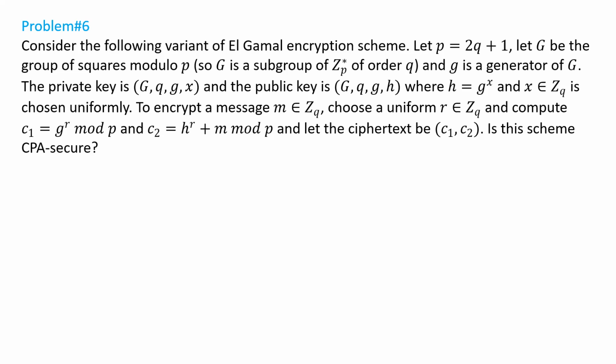Okay, so that is what the standard ElGamal encryption scheme does, but here we are doing C2 equal to H to the power R plus M mod P. Just notice that addition is not the group operation here. So if we perform H to the power R plus M mod P, it is not guaranteed that the output C2 will belong to G or not.